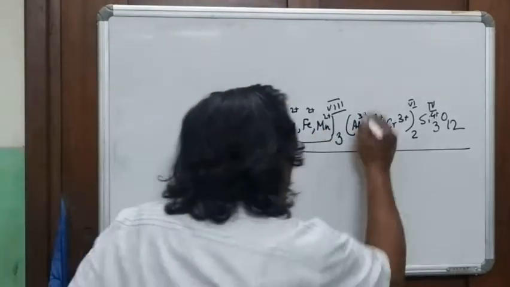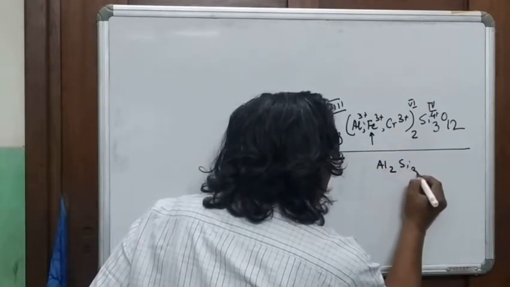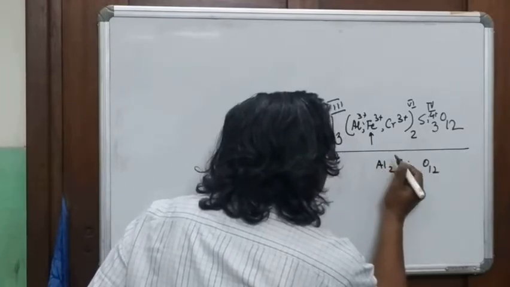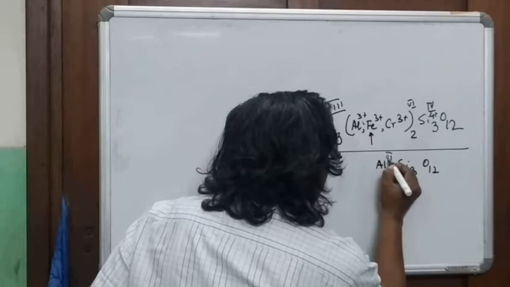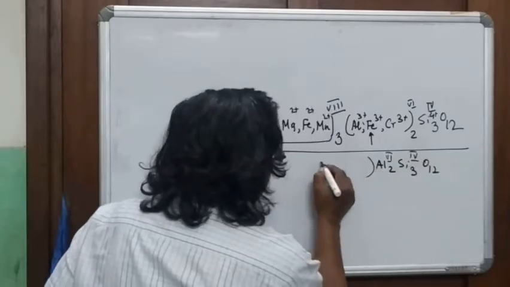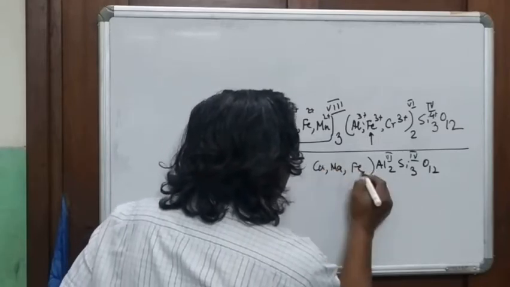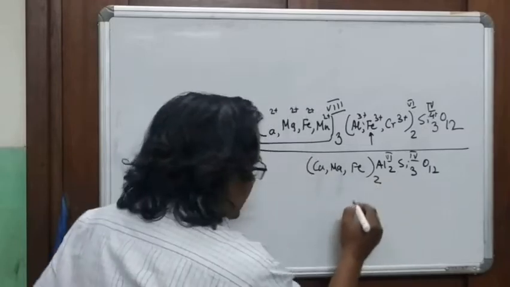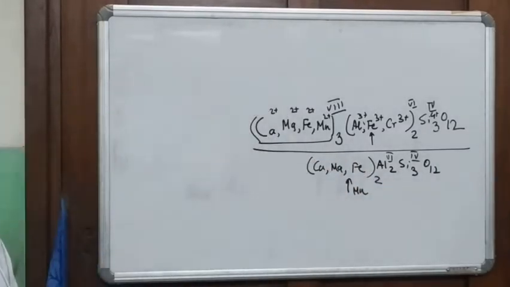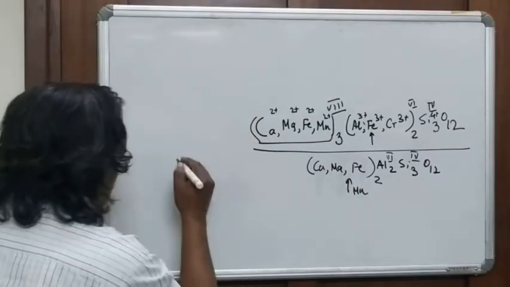So if we ignore all those complications, then we come to this Al2Si3O12. So you have 2 octahedral sites, 3 tetrahedral sites, and here most garnets are Ca, Mg, Fe, and Mn garnets. But Mn is also an important component of some garnets, that's for sure. So if you look at this, you have several types of garnets.